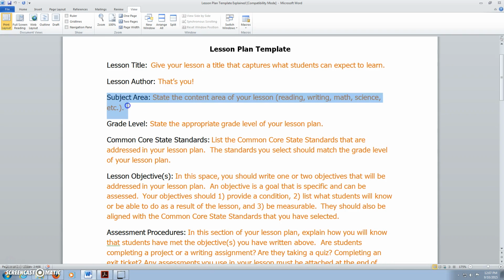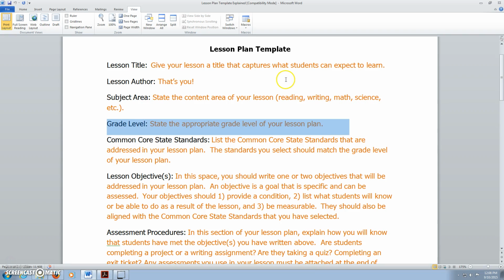Then your subject area. You simply state the content area of your lesson plan. In this class, it's going to be either reading or writing. Pretty simple. Grade level. You select the grade level of your lesson plan. For the purpose of our class, you can write your lesson plans for any grade level that you want between kindergarten and 6th grade. A lot of students in the TAP program, like yourselves, want to write lesson plans for the grade level in which they're currently working, but you can pick any grade level you want. Say you're currently working in 2nd grade, but you want to be a 5th grade teacher, write your lesson plan for 5th grade. It's really up to you. You have a choice in that matter.